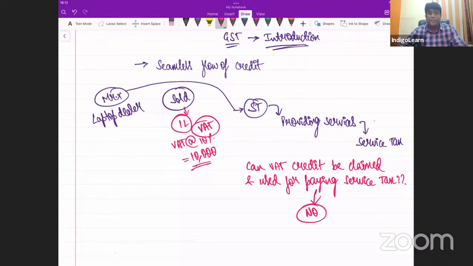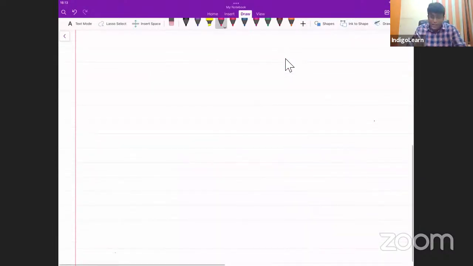The reason is very clear: VAT was payable to the state government, whereas service tax is payable to the central government. We cannot use a state level tax to pay the central tax, neither can we use central tax to pay state level tax. Because state level taxes and central level taxes were separate, we could not smoothly claim input tax credit.